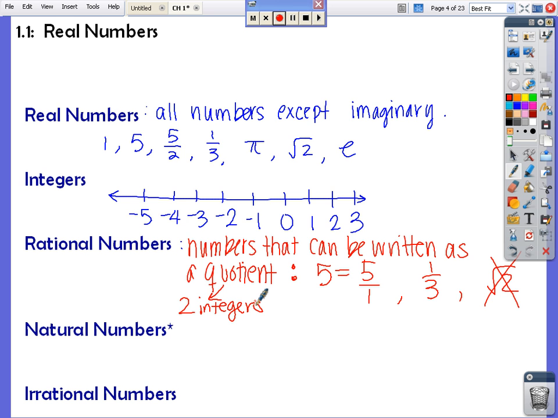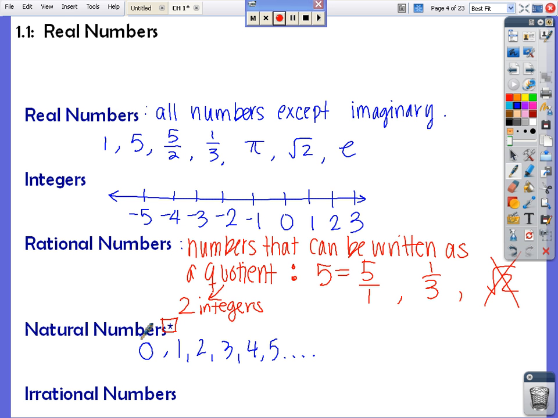Okay, natural numbers is a special definition. Hence the little star. The definition that IB uses for your natural numbers are your natural counting numbers, which usually would be 1, 2, 3, 4, 5, and so on. They get their name natural, meaning how you would count, but IB adds in the value 0. So it's actually your positive integers added with the value 0.